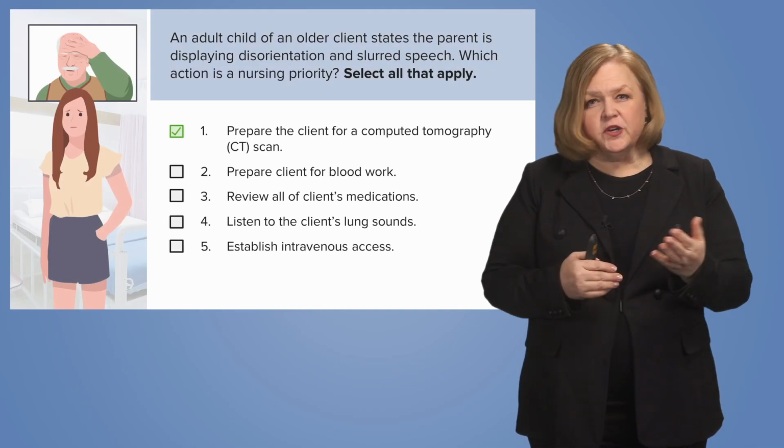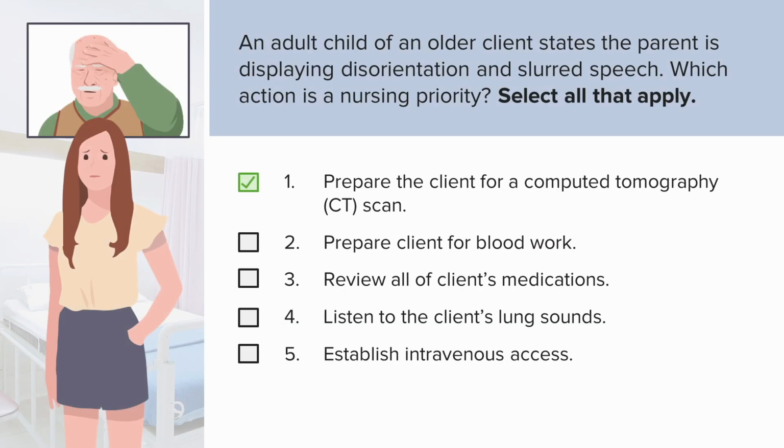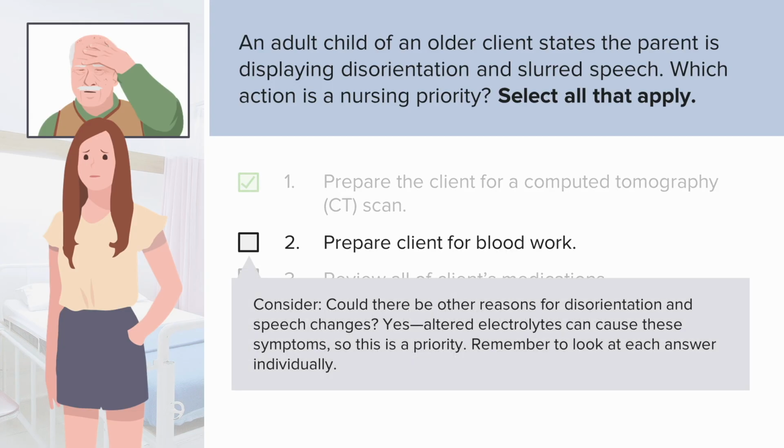Now, the second one, what did you pick? Okay, let's take a look at it together. Prepare client for blood work. Is that a priority for someone? Sure, because if your electrolytes are off, boy, that patient could display some disorientation, likely not the slurred speech, but we want to be very thorough. So yes, we're going to draw lab work on this patient. So far I've selected number 1 and number 2.